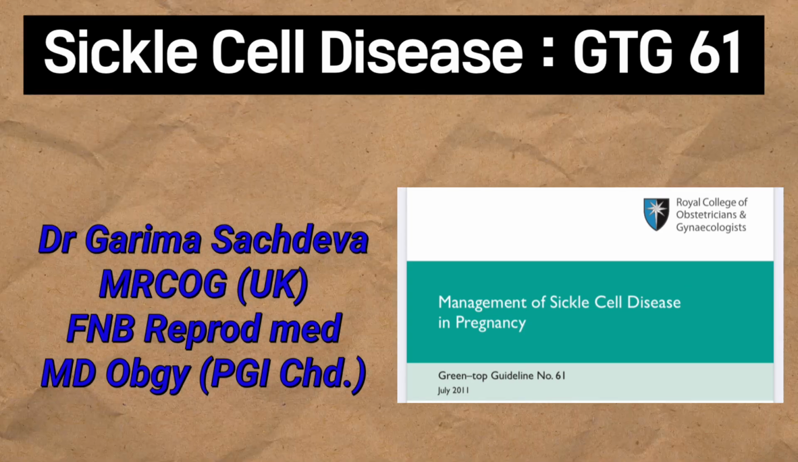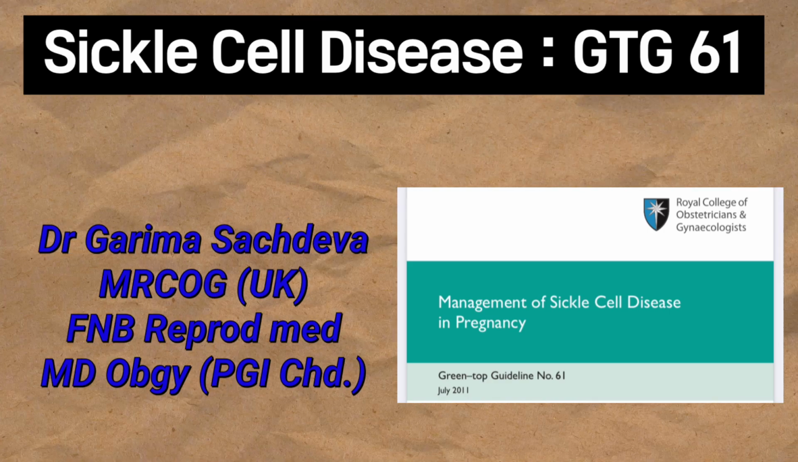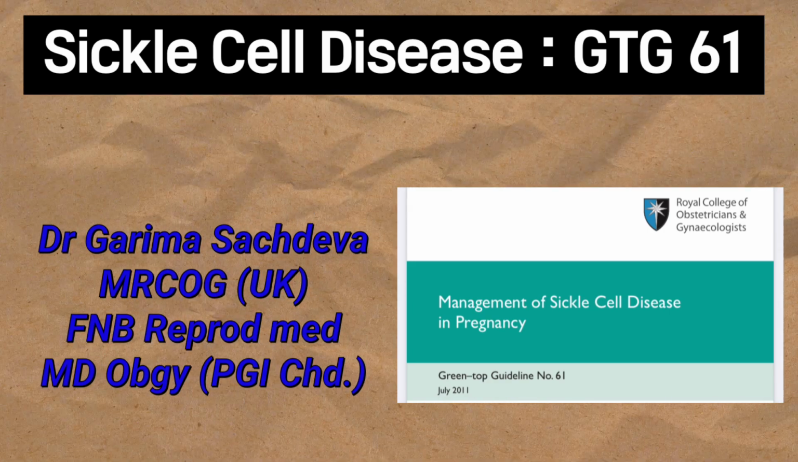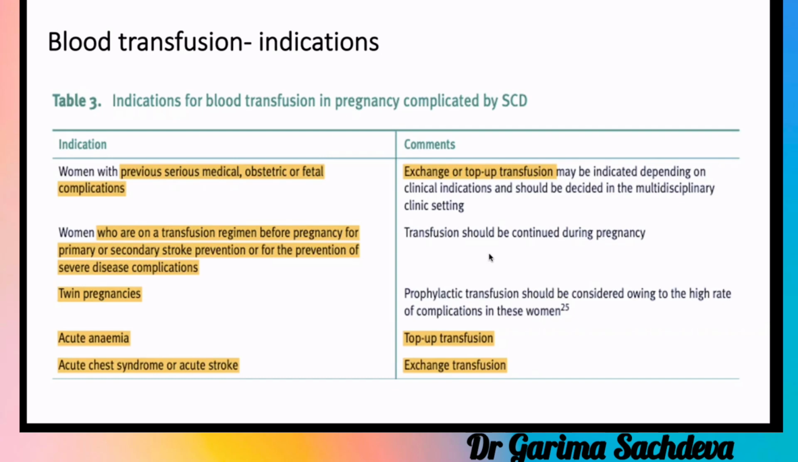Particularly, we will be discussing the complications associated with sickle cell disease and how we manage them. Blood transfusion in cases of sickle cell disease: if the patient has previous serious medical, obstetric or fetal complications, then you give exchange or top-up transfusion. Women who are already on transfusion for primary or secondary stroke prevention or for prevention of severe disease complications, it should be continued.